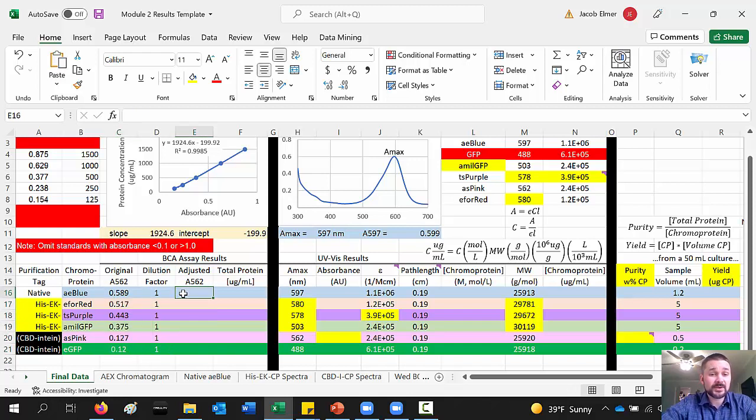Okay, so anyways, we have these raw A562 values. This is what you measured with the plate reader after that BCA assay was done. And in some cases, we had a dilution factor, so we have a cell for that here. None of these absorbances were diluted, but at any rate, I just want to walk you through this process.